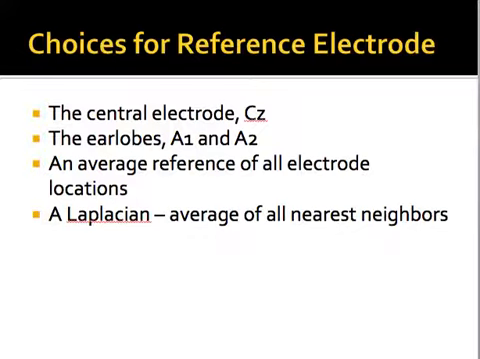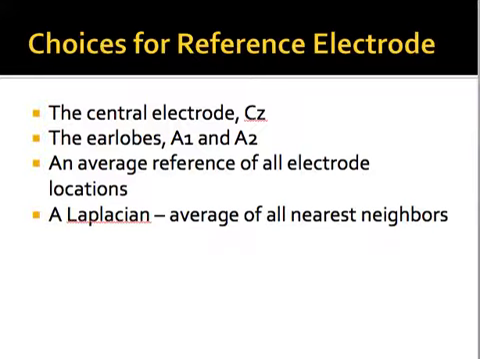Another choice is to have the two earlobes be a reference. This is referred to as A1 and A2, with one being on the left and the other being on the right. Here, all of the electrodes on the left side would be referenced to the left earlobe. All of the electrodes on the right side would be referenced to the right earlobe.